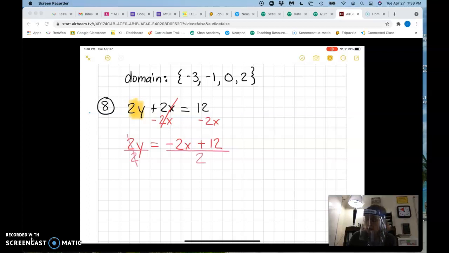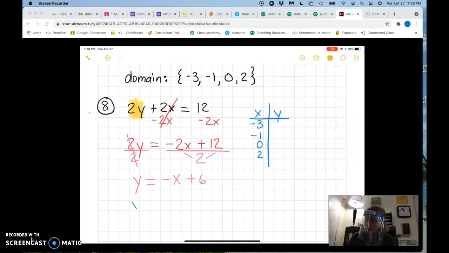The 2's cancel out, and I'm just left with y. But now, I have this other side divided by 2. So I'm going to simplify it. I'm going to divide each part by 2. So negative 2x divided by 2 is going to be negative x, because the 2's are just going to cancel out. And then 12 divided by 2 is 6. Good. So now I have a simplified equation. I can make my little table with the domain and range, and then I can plug those numbers in and solve.